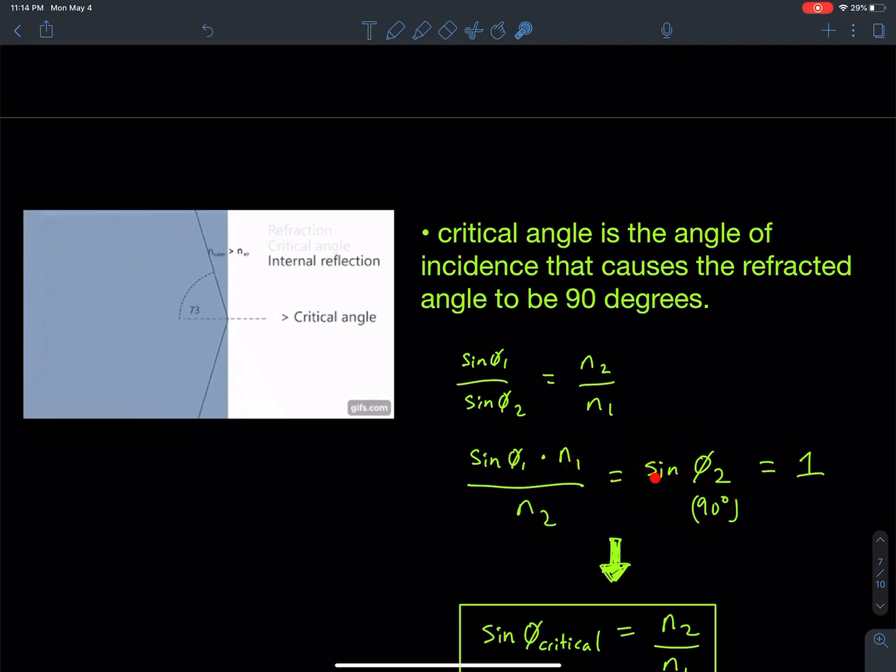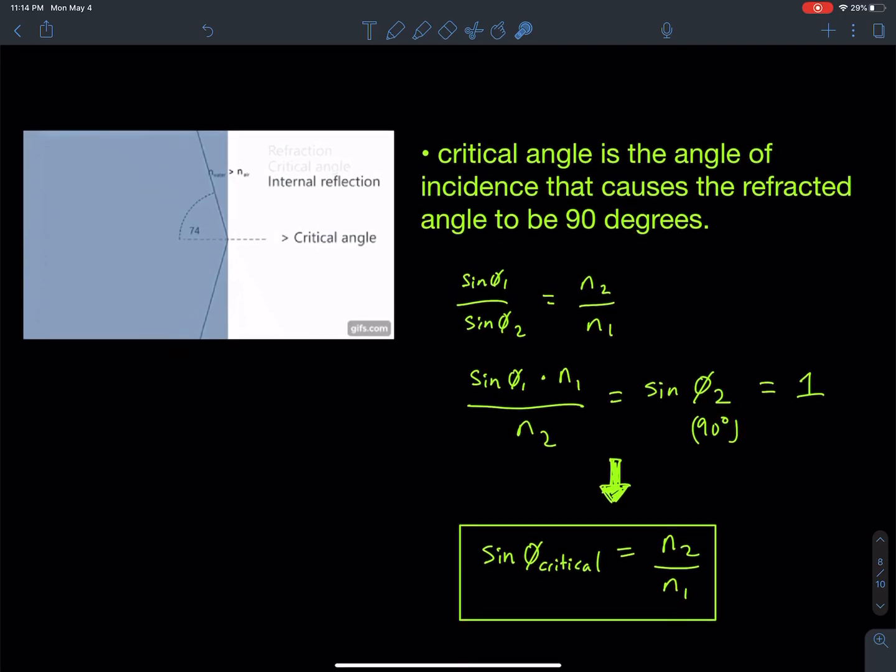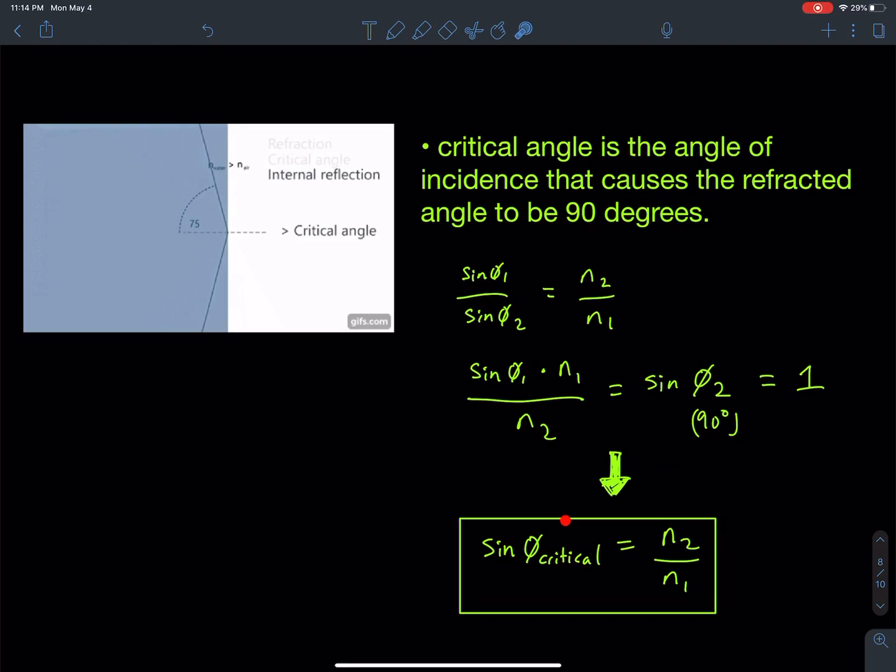sine theta 2. And remember, when theta 2 is 90 degrees, that's my critical angle, and the sine of 90 degrees is 1. So I can rearrange that equation further and say that, under these circumstances, when that angle is 90 degrees, I have reached my critical angle. So sine theta critical is equal to n2 divided by n1.